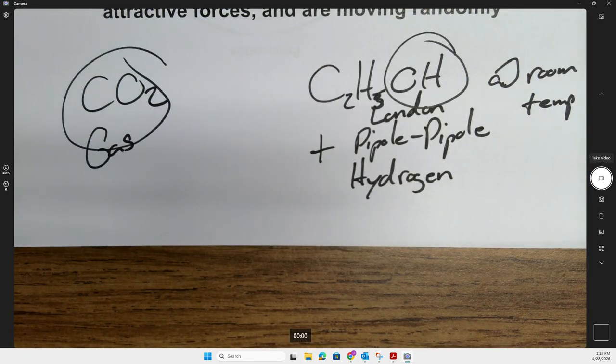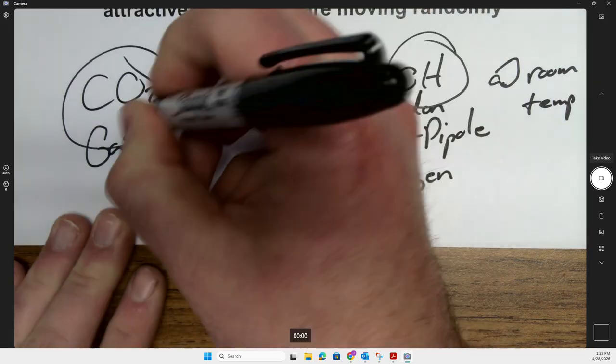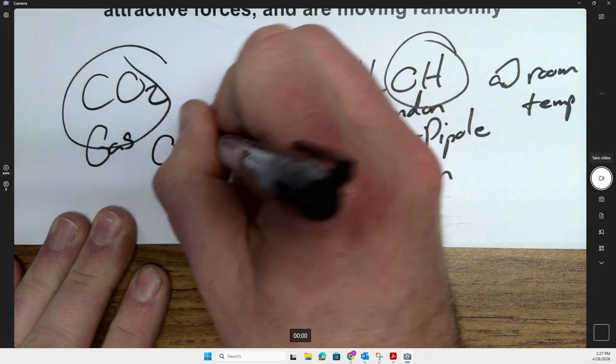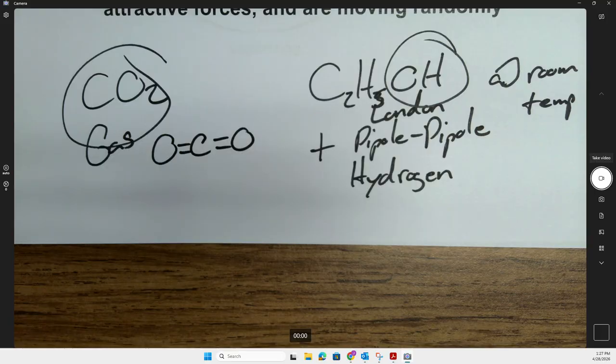My carbon dioxide molecule, just by looking at it, can we tell whether or not it's polar or non-polar? Might help us out if we draw it out. Is carbon dioxide polar or non-polar just by looking at it? What do you think? Is carbon dioxide polar or non-polar?